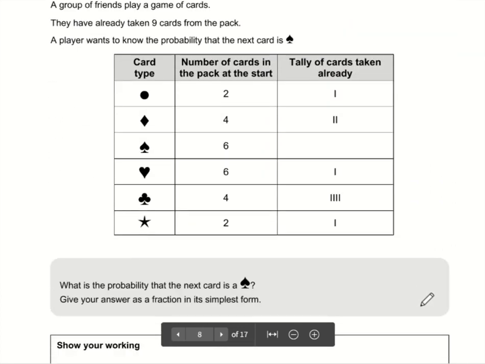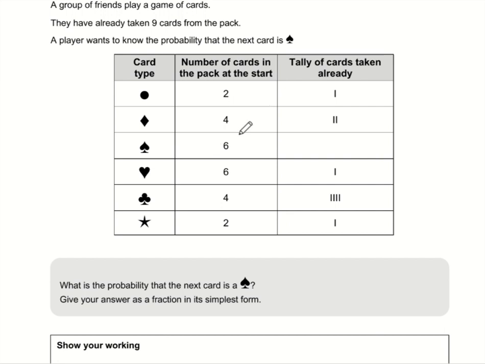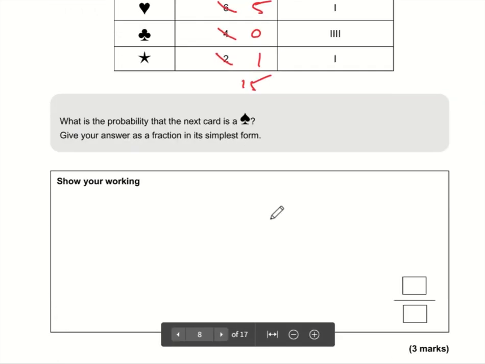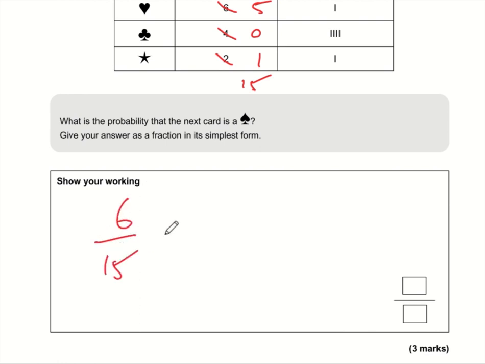Question number 9. Okay, so what I'm going to do is, if one of this card type has been taken already, then that 2 is now 1. If 2 of this card type have been taken, then 4 is now down to 2. 6 becomes 5, 4 becomes 0, 2 becomes 1. So the number of cards left in the pack are 6, 7, 8, 9, 10, 15. And of the 15, 6 are spades, so that is 6 out of 15. Both these numbers are in the 3 times table, so if we divide the top by 3, we get 2, and the bottom by 3, we get 5. So the probability is 2/5.